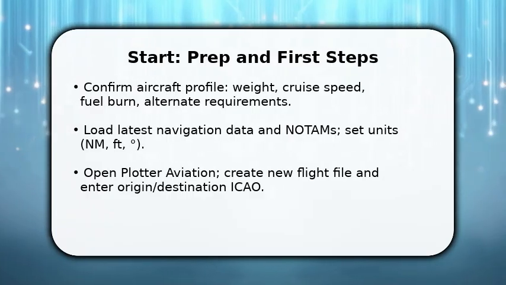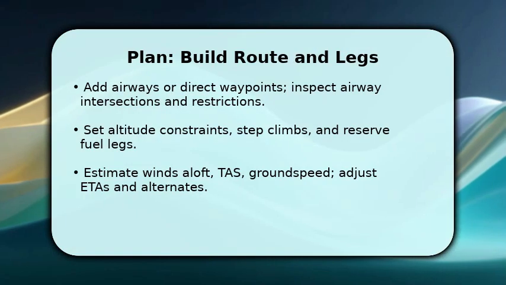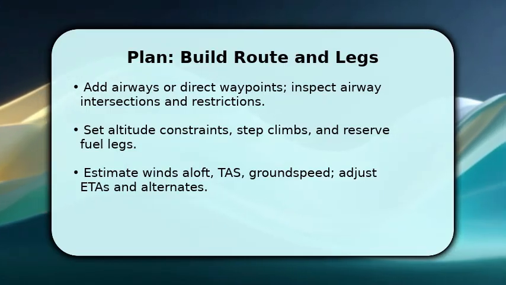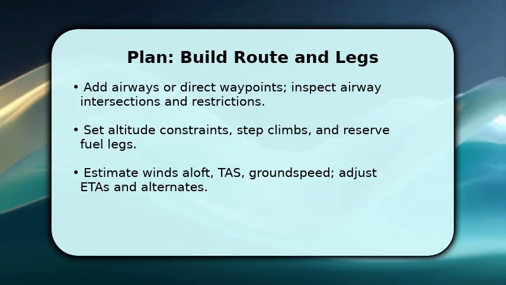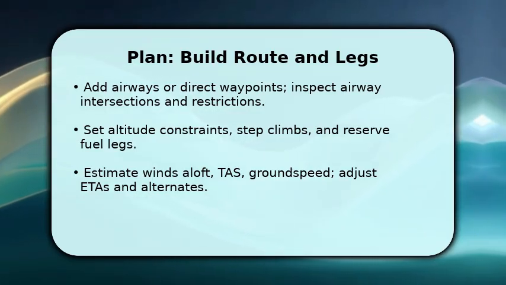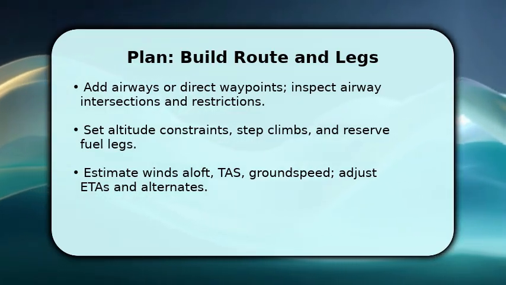You now build the route, add airways or direct waypoints, checking airway intersections and altitude restrictions as you go. Once the topology is set, assign altitude constraints and plan any step climbs. This affects fuel flow and endurance.